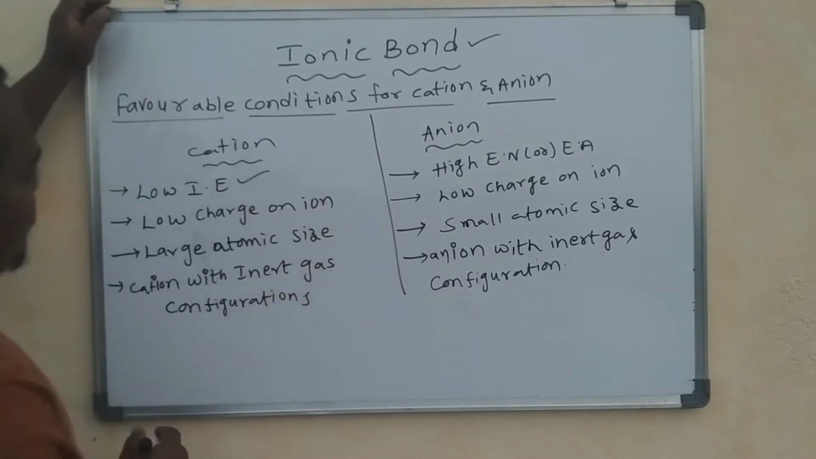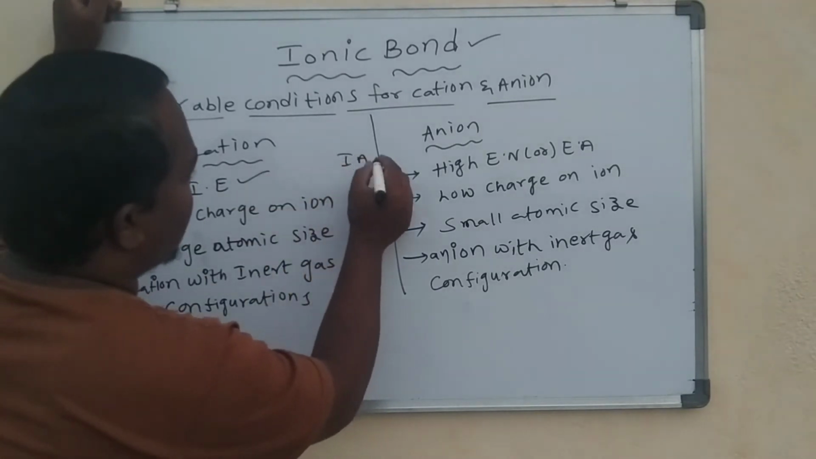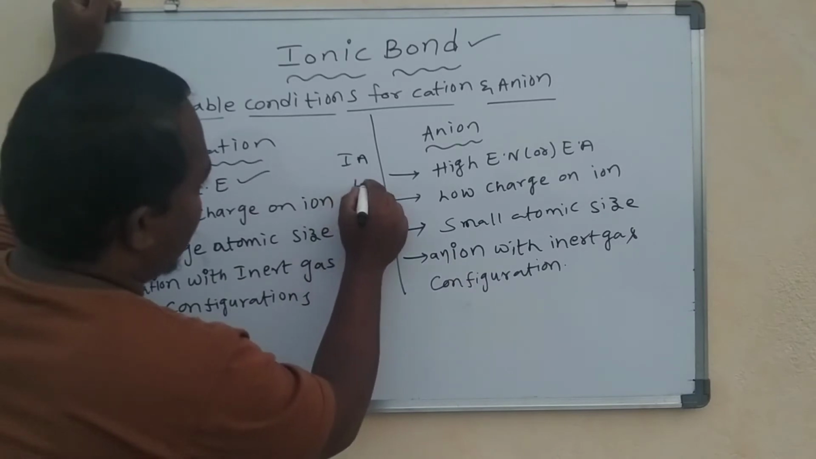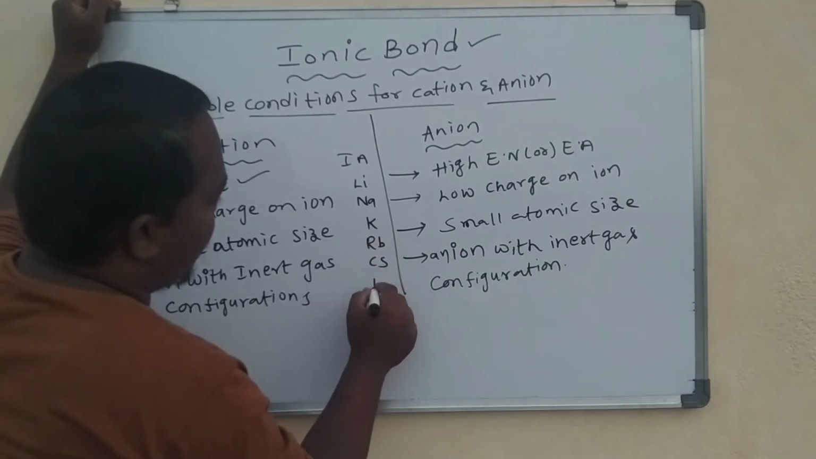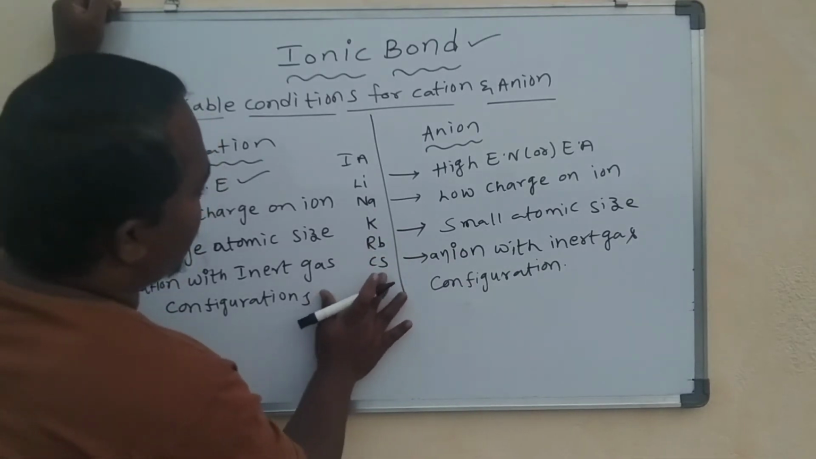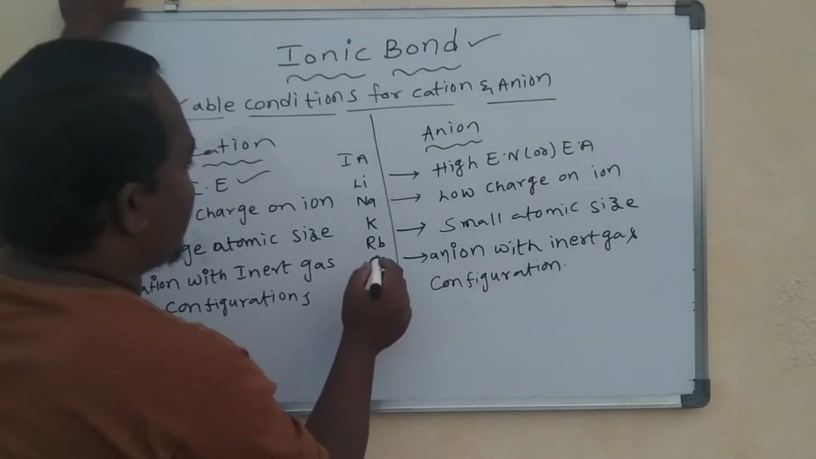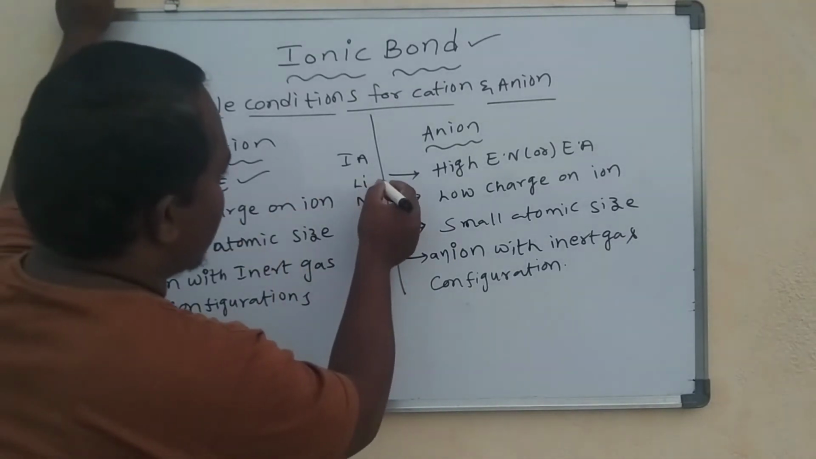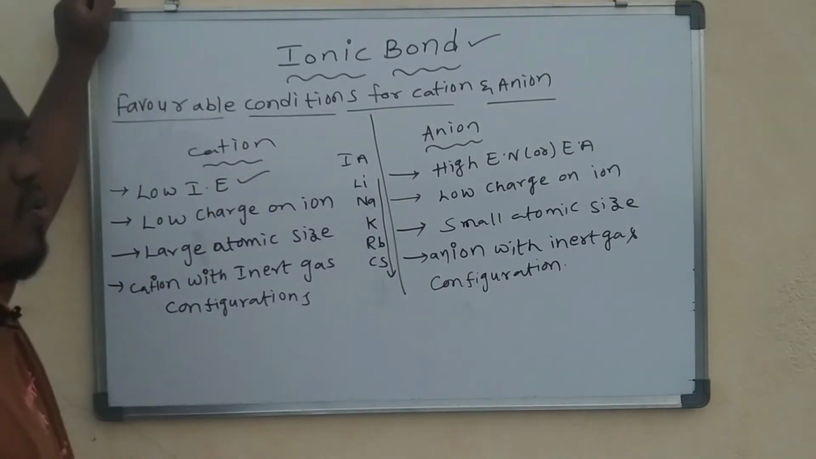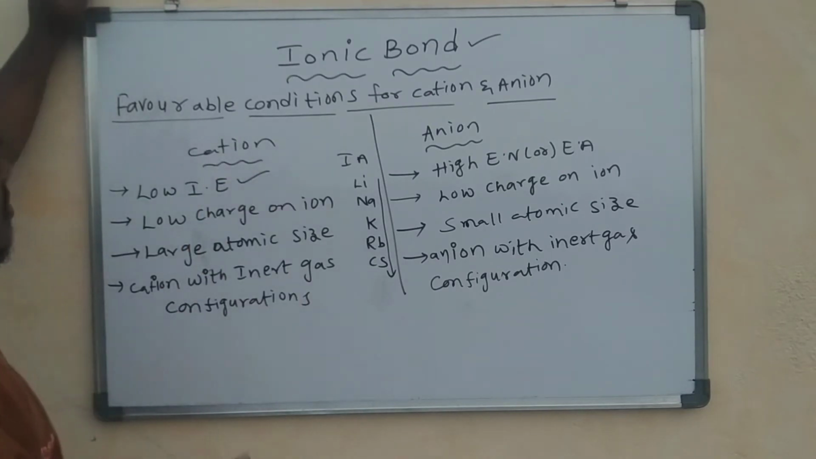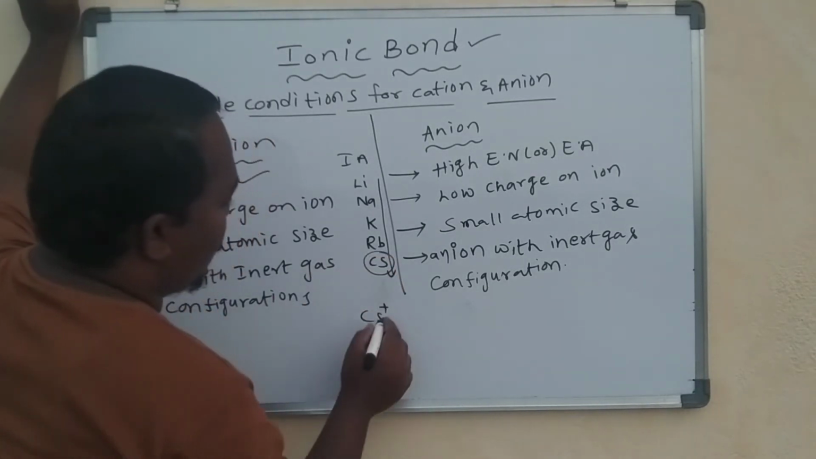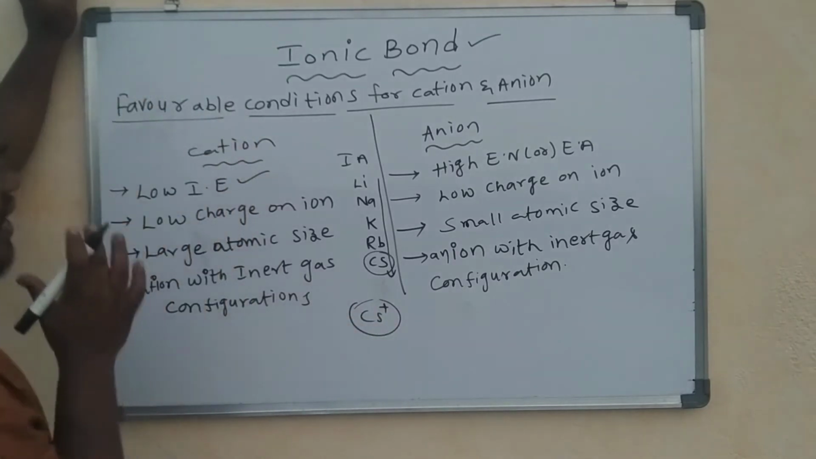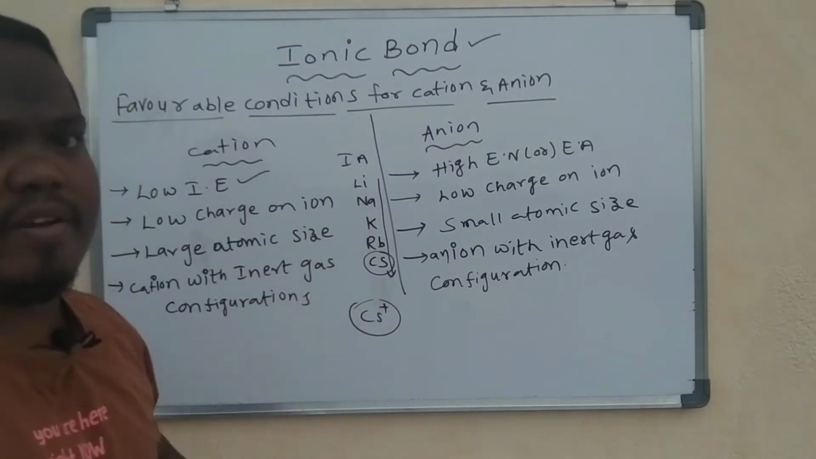Low ionization energy. If you observe the 1A group elements, there are lithium, sodium, potassium, rubidium, cesium and francium. These elements have low ionization energy; generally the ionization energy decreases from top to bottom in a group. Why? Because atomic size increases, so ionization energy decreases. So the formation of Cs plus ion is more favorable, and it forms a strong ionic bond compared to the remaining ones.